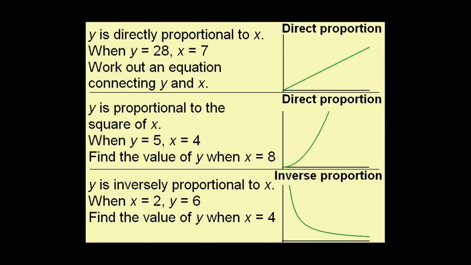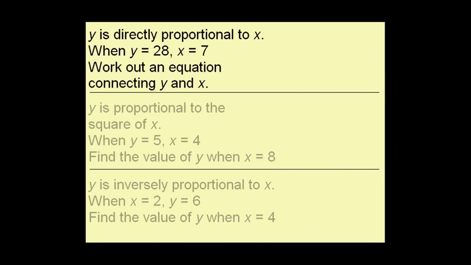Here are 3 typical exam questions. If we look at them, we'll notice that they all have something in common. They all tell you that the things are proportional. Here it says directly proportional. Here it just says proportional, and if it says this, then you can assume that it's direct proportion. And here it says inversely proportional. So these questions are easy to spot on an exam. Let's have a look at how we tackle this kind of question now.